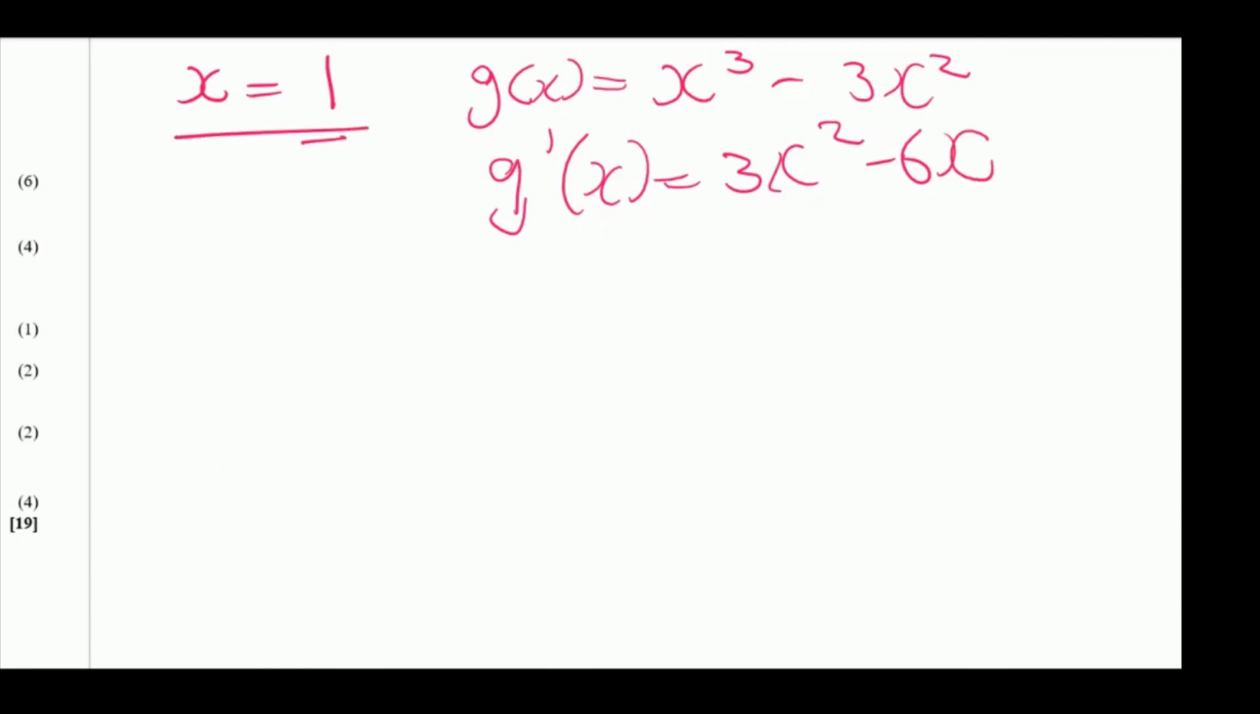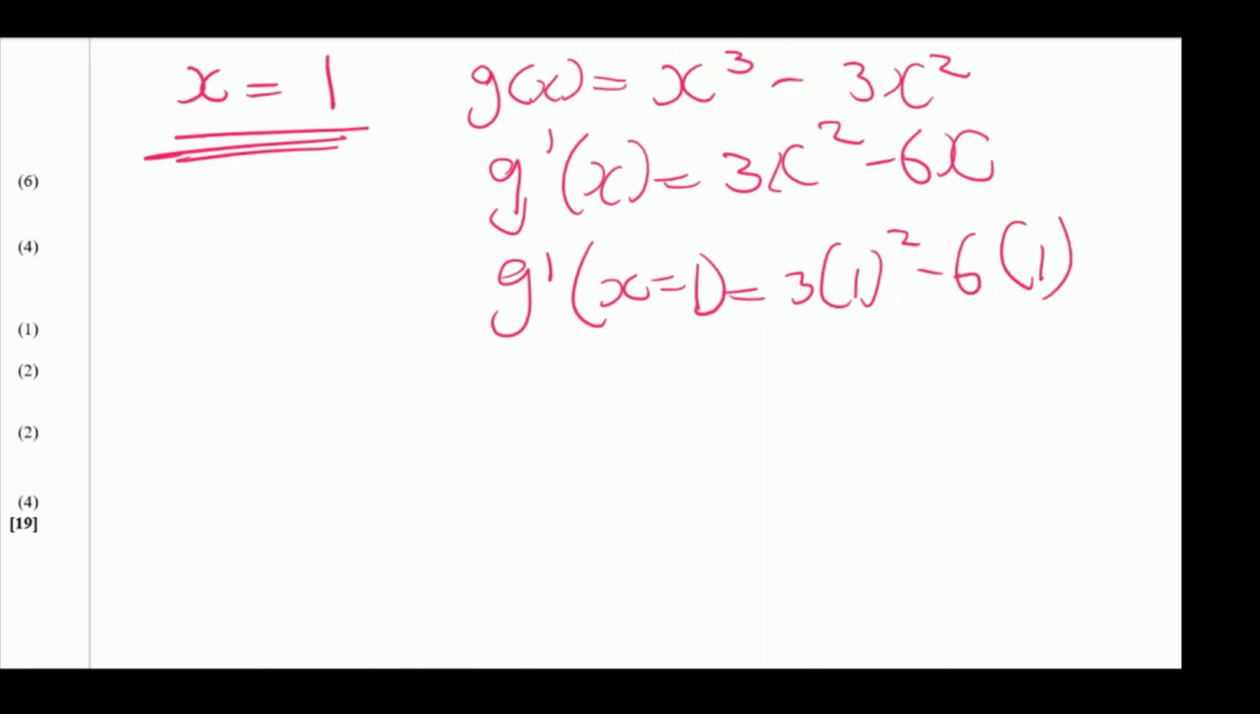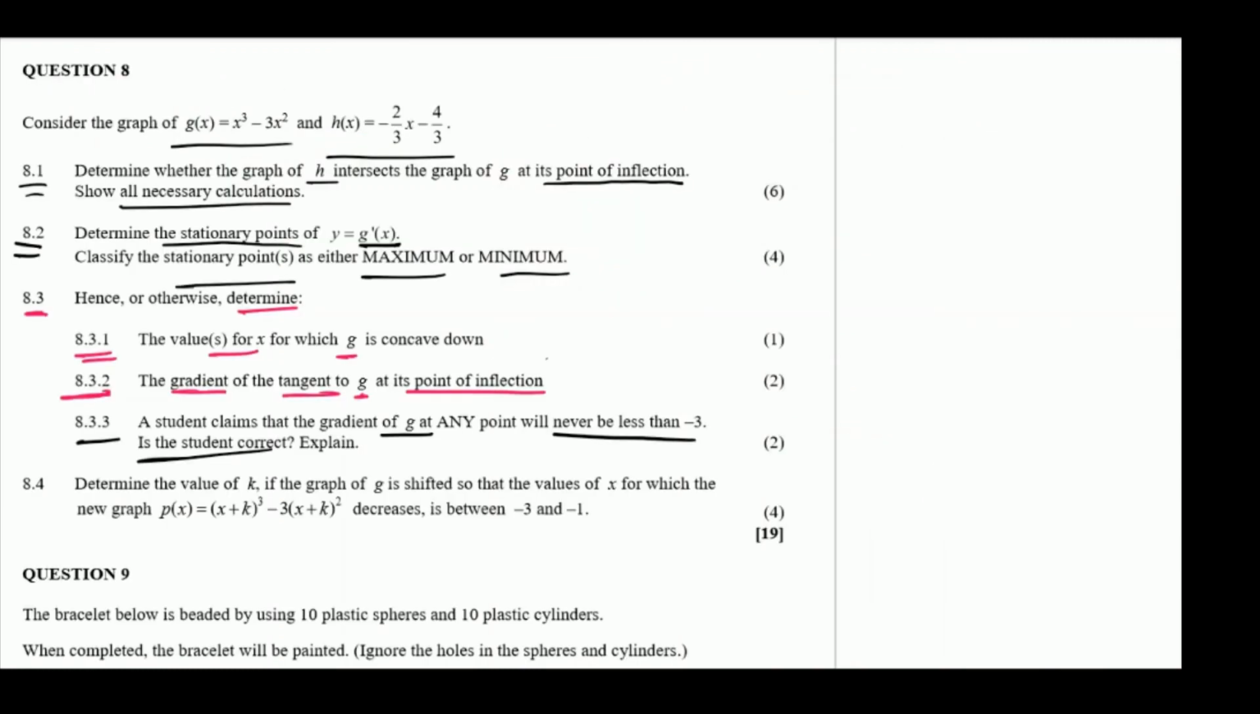So we're going to use this point of inflection to identify the gradient of this tangent. We're going to say g prime when x is equal to 1 is equal to 3 into 1 squared minus 6 into 1. So you're going to have 3 minus 6, which is minus 3 here. So the gradient of this tangent is minus 3. We are going to do 8.4.